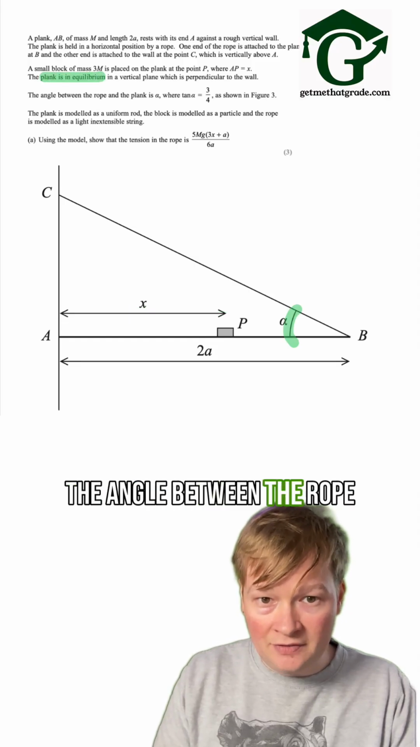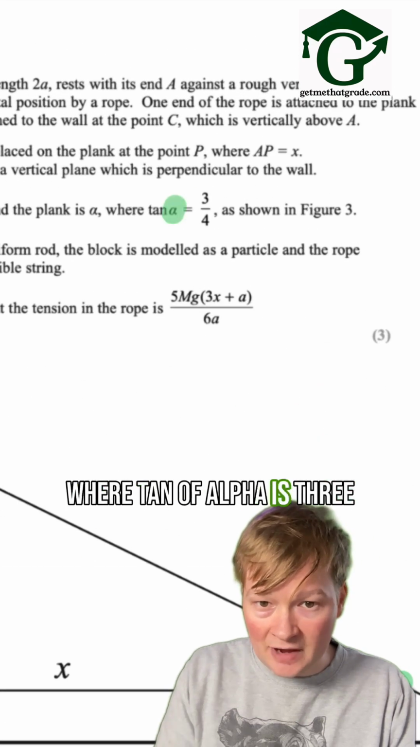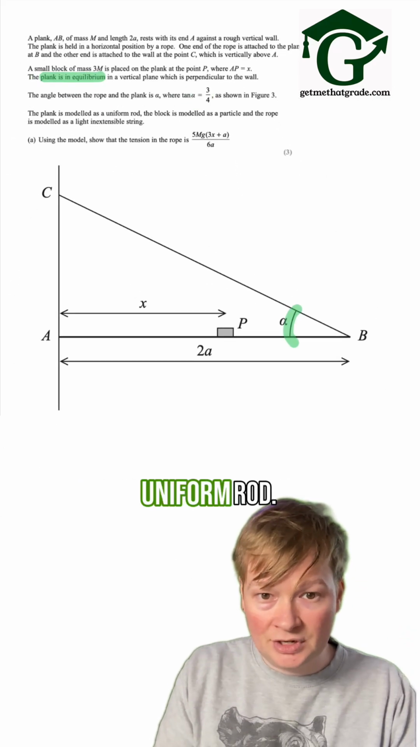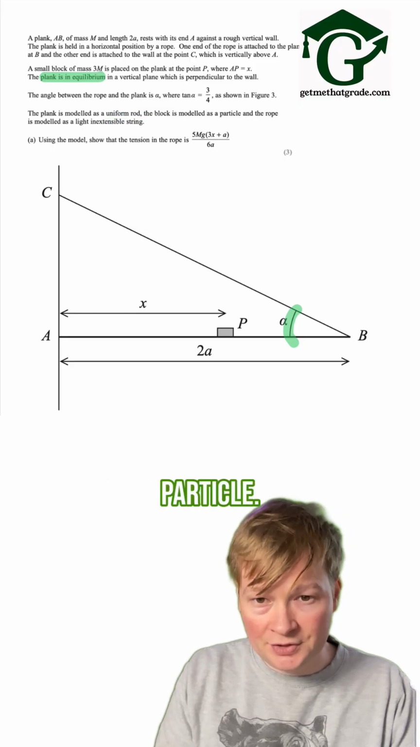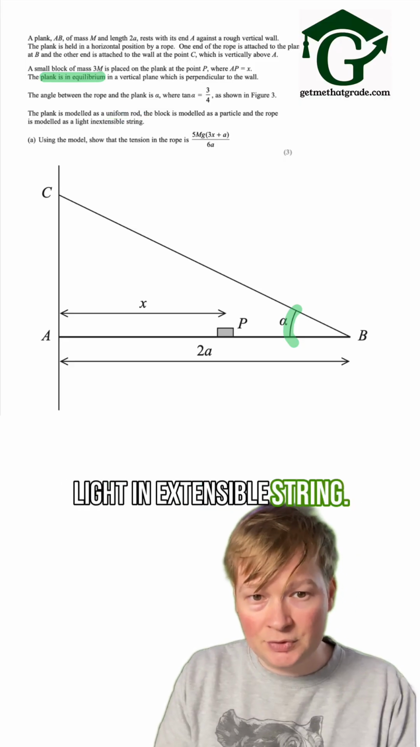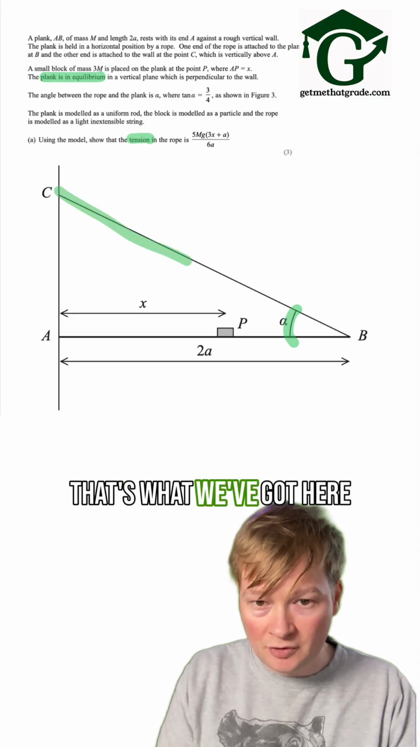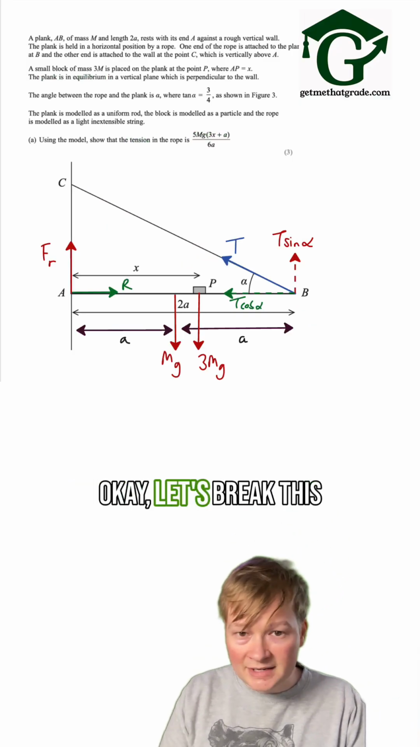The angle between the rope and the plank is alpha, where tan of alpha is 3/4, as shown in the figure 3. The plank is modelled as a uniform rod, the block is modelled as a particle, and the rope is modelled as a light, inextensible string. Using the model, show that the tension in the rope, so that's what we've got here, is given by this. Okay, let's break this problem down.